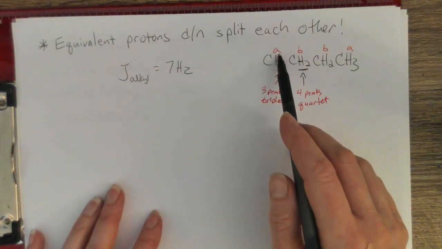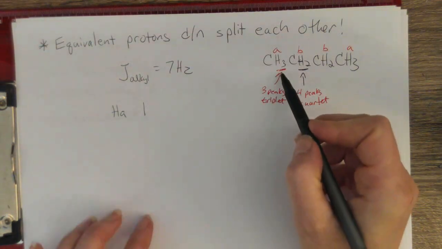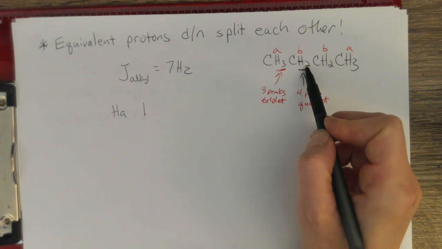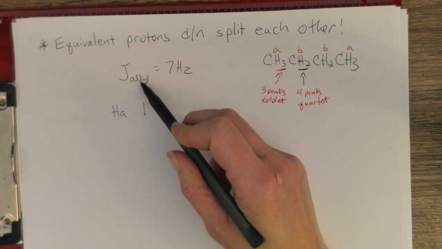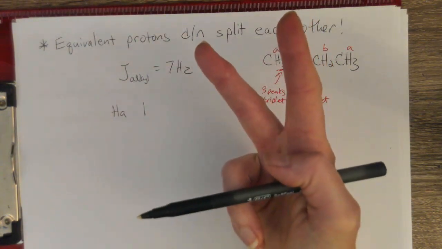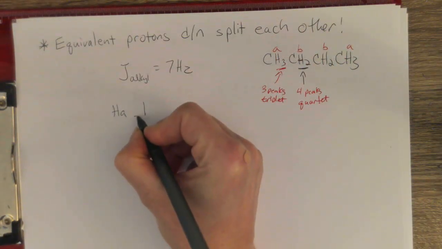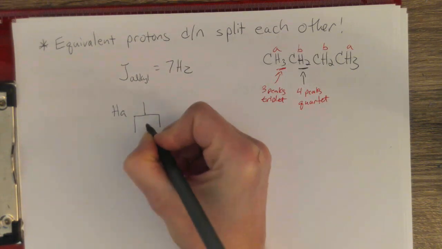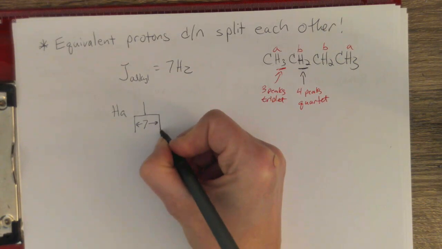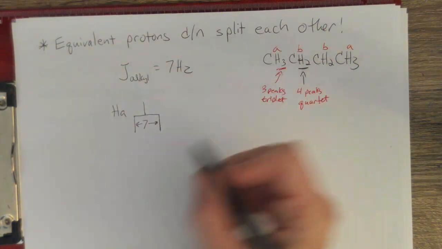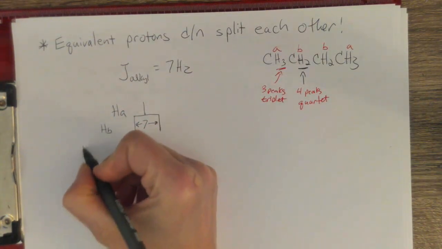What do I mean? Okay, let's start. Here's our HA signal, and it has two neighbors that are not equivalent to it. So I need to apply this coupling constant 2 times. The first time, it's 7 hertz in length, or in that difference here. So I have 7 hertz between these, okay? This is from 1 HB, but we have 2 HBs, so I need to do this again.